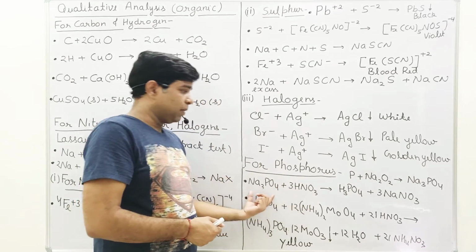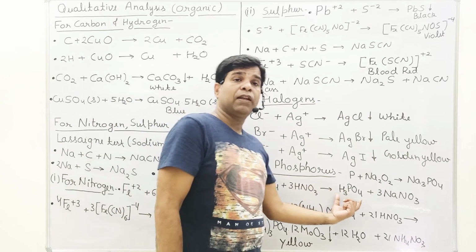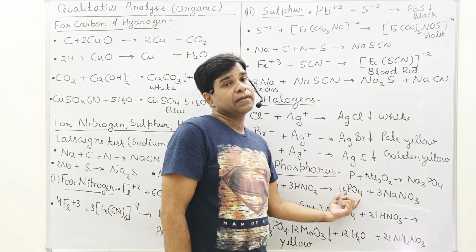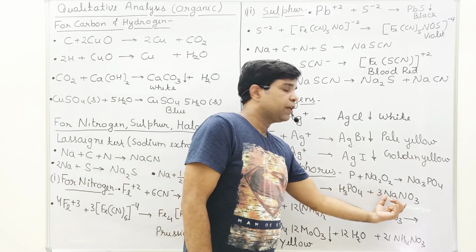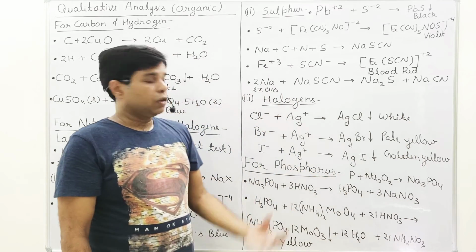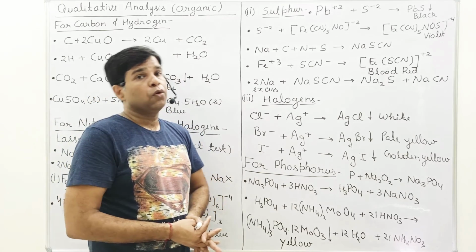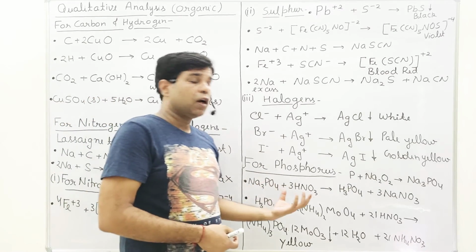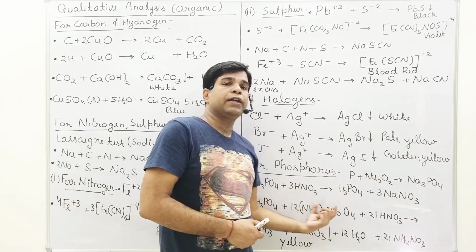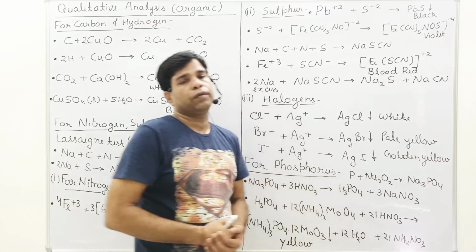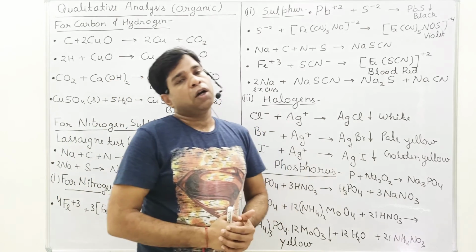So acid and base react together, and during the reaction what do they give? They will give you orthophosphoric acid H3PO4, and the sodium converts into sodium nitrate. Now in this solution of the orthophosphoric acid, what do we add? We add the ammonium molybdate. What is the ammonium molybdate? (NH4)2MoO4 is the formula of the ammonium molybdate.